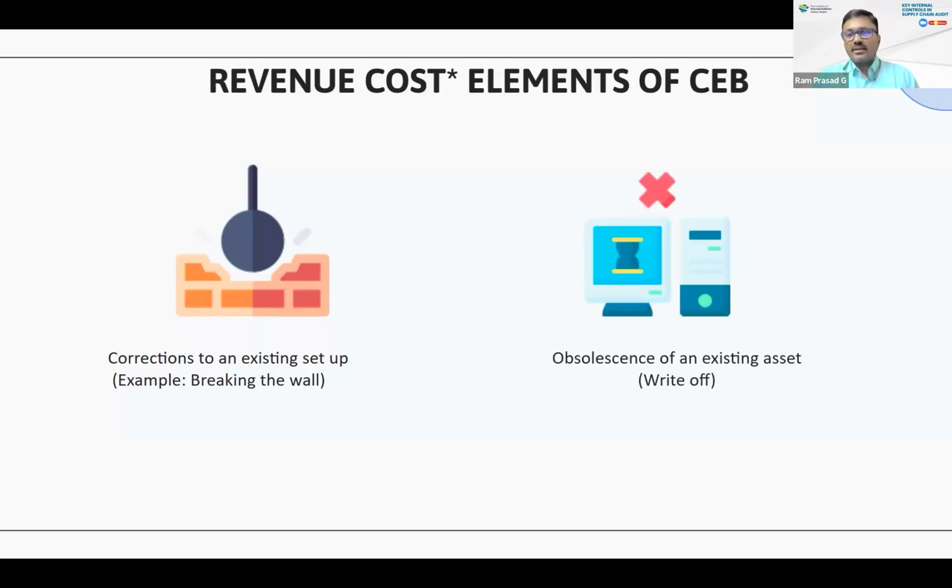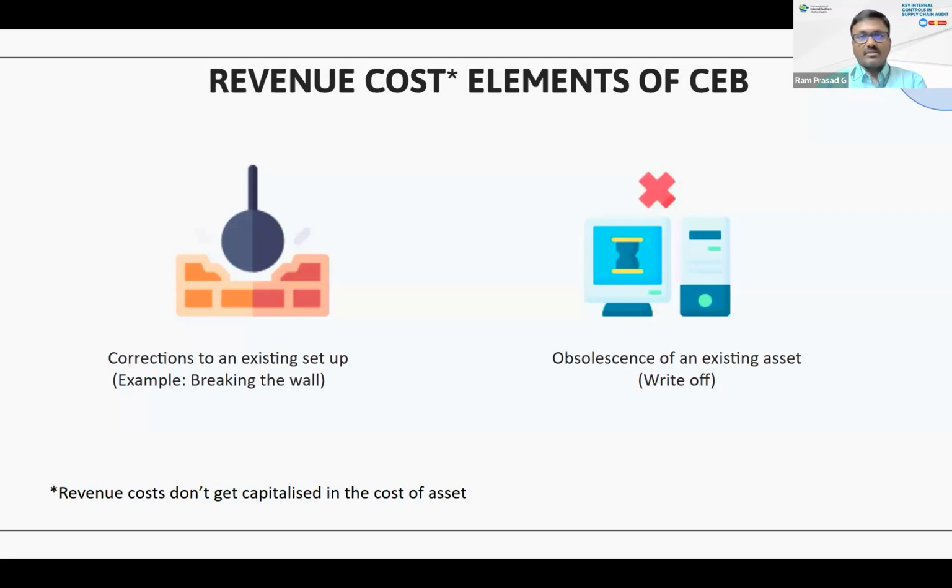Another thing is the obsolescence of the existing asset. If I have to write off an existing asset to bring in the new one, this asset is not there anymore. So the cost involved in removing it and the loss on sale of the existing one should not be capitalized in the new asset. So some of this revenue cost doesn't get capitalized in the cost of the asset. This can also be part of your review mechanism when it comes to whether revenue expenses are getting booked into the asset cost.